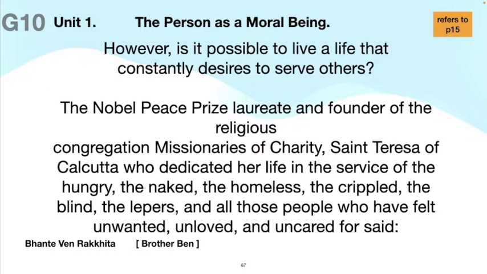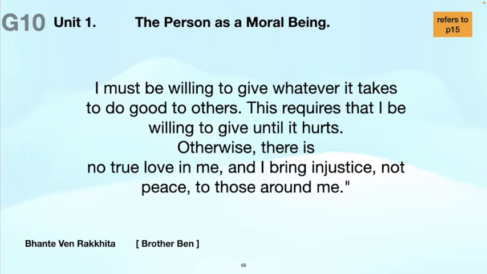The Nobel Peace Prize laureate and founder of the religious congregation Missionaries of Charity, St. Teresa of Calcutta, who dedicated her life in the service of the hungry, the naked, the homeless, the crippled, the blind, the lepers, and all those people who have felt unwanted, unloved, and uncared for, said, "I must be willing to give whatever it takes to do good to others. This requires that I be willing to give until it hurts. Otherwise, there is no true love in me, and I bring injustice, not peace, to those around me."